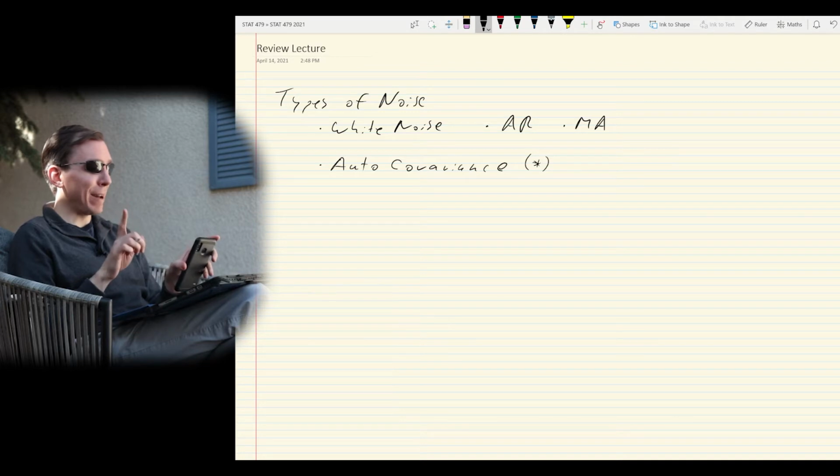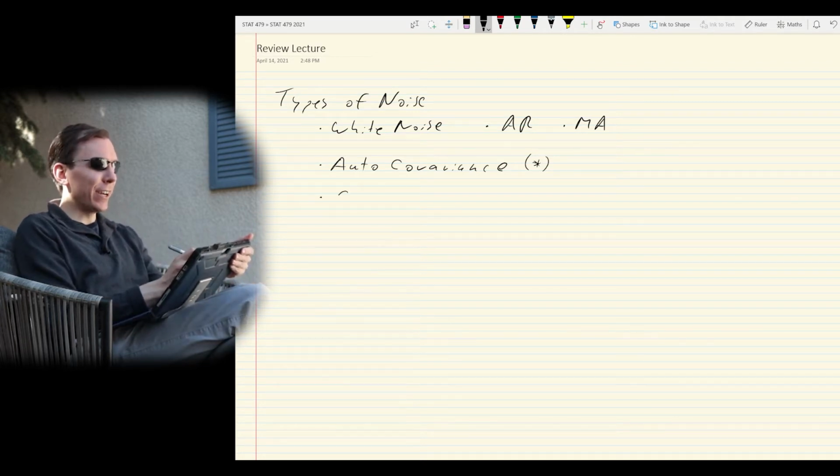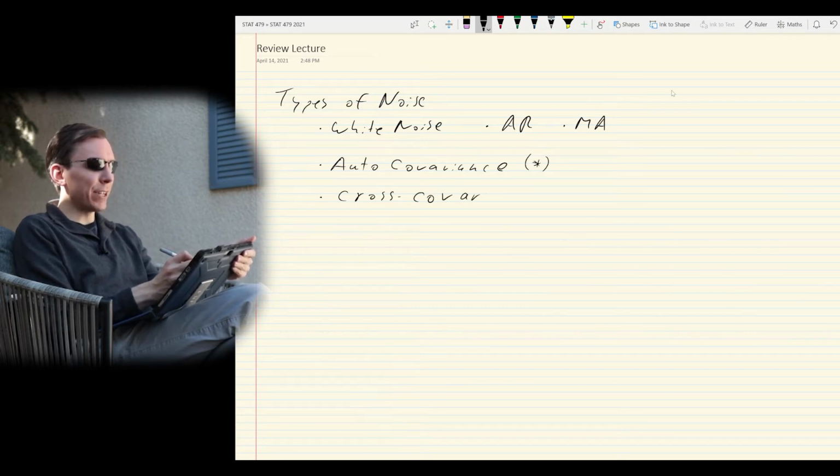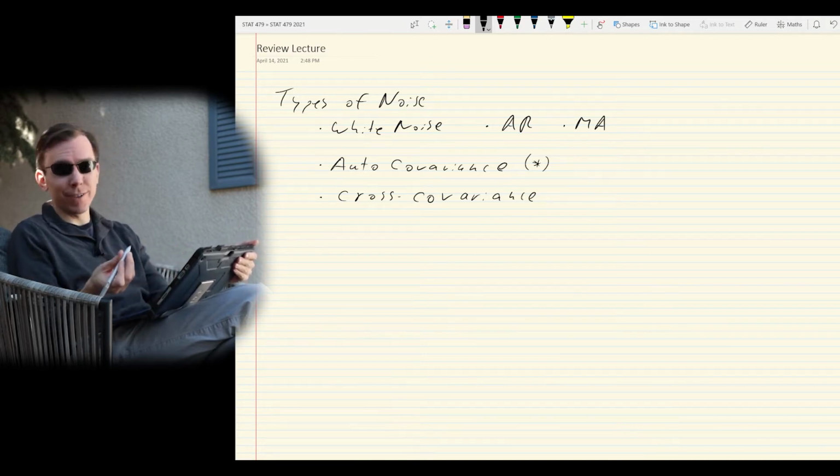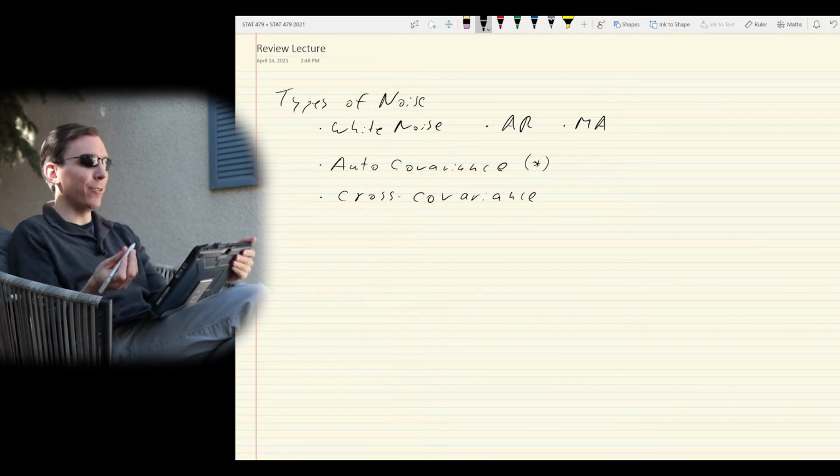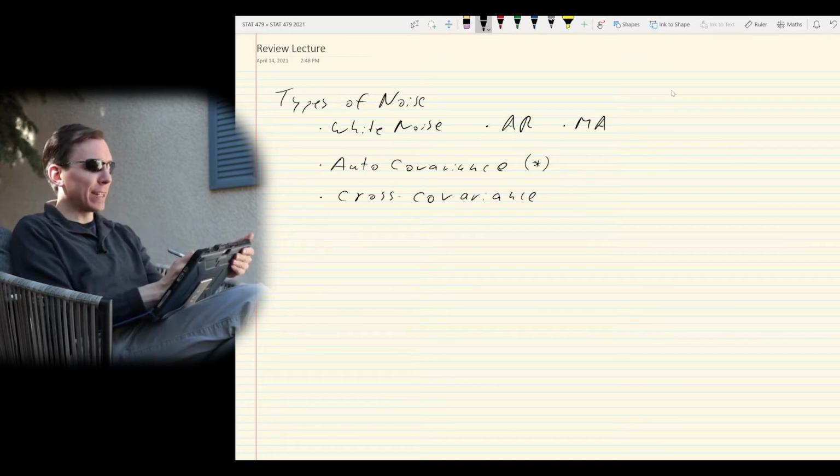But we also did talk about the idea of cross-covariance and stationarity. So again, if we have two time series, which is very common in practice, we might be interested in cross-covariance, how the two vary or are correlated with each other. And then we spent a lot of time talking about stationarity.